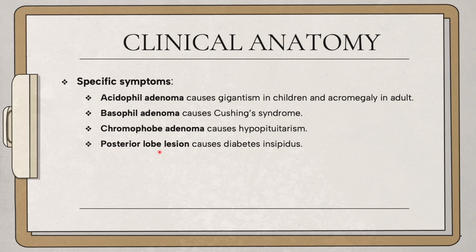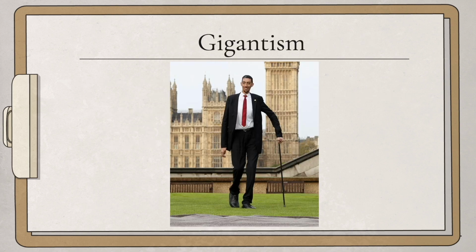A lesion of the posterior lobe produces diabetes insipidus, which presents as polyuria and polydipsia. It differs from diabetes mellitus, where there is presence of glycosuria, that is presence of glucose in the urine. Here is the picture showing a person with gigantism. This happens due to high level of growth hormone before the end of puberty, which causes a person to grow very tall. It occurs before the closure of the epiphyseal growth plate.